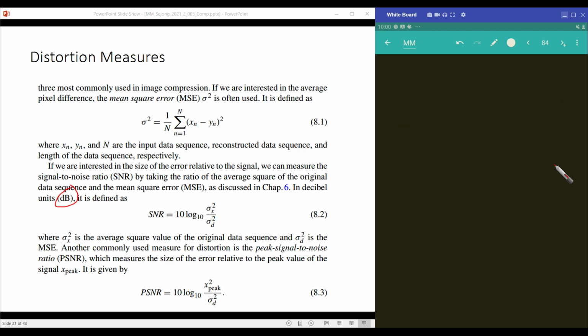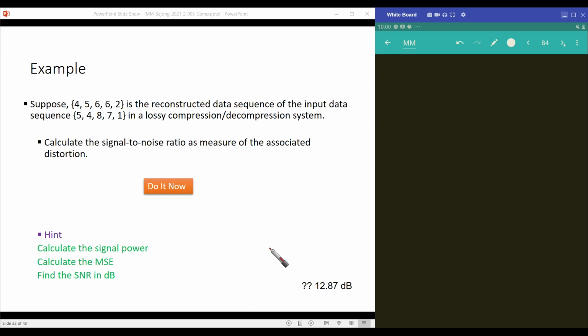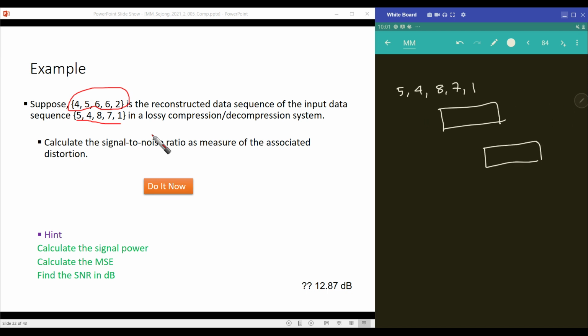Now, there is another terminology that will be coming a little later. But first, we take an example. Let's say this is our original data sequence, 5 4 8 7 1, and this is our reconstructed data sequence. This data we compressed, stored somewhere, and then decompressed and reconstructed sometime later. So that data is 4 5 6 2. This is our reconstructed data sequence Y, and this is our input data sequence, X.